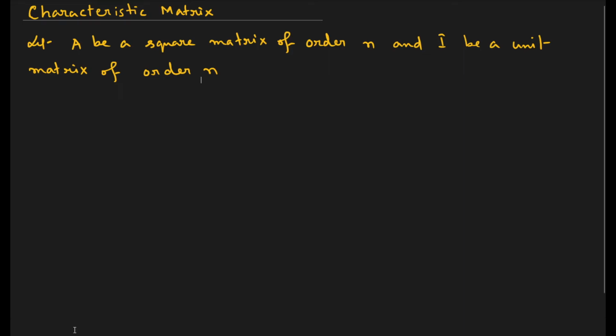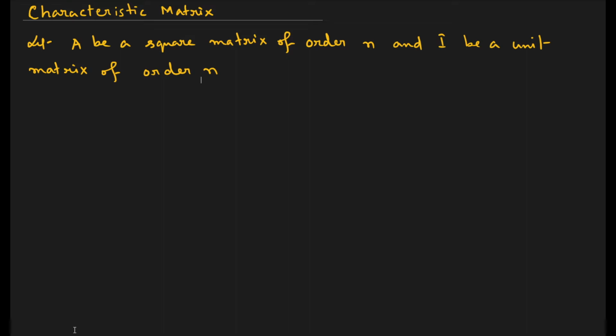Hello everyone. Welcome back to the most important topic of matrices, which is the characteristic matrix. Apart from the characteristic matrix, we'll also learn what a characteristic polynomial and a characteristic equation are, and then what characteristic vectors or eigenvectors are. We'll also try to find some characteristic roots or eigenvalues here. So it's a very important topic.